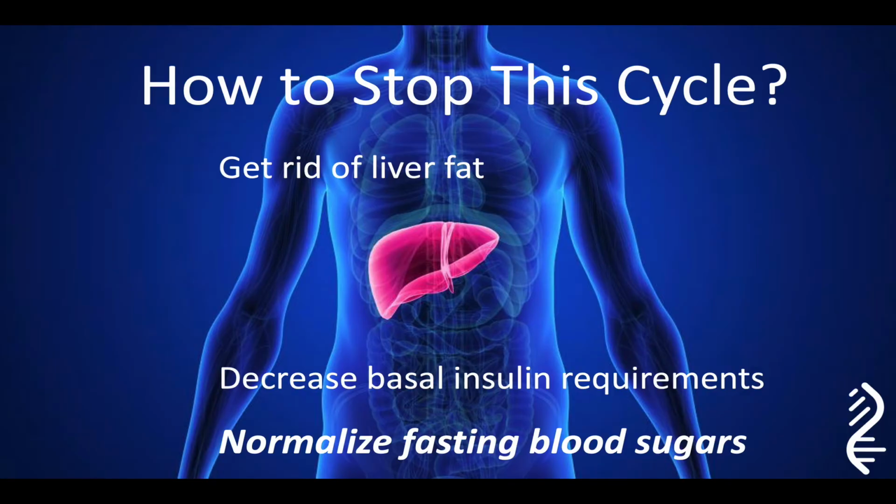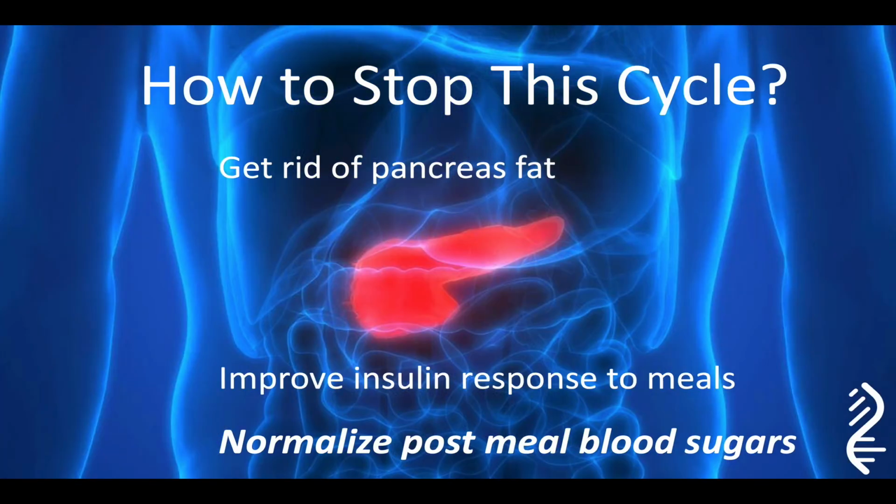So to stop this cycle, we've talked about this, we need to get rid of liver fat. And if we can get rid of the liver fat, the liver becomes sensitive to insulin again. Insulin levels can go down, and we can actually normalize fasting blood sugars. We also need to get rid of pancreas fat. And by getting rid of the pancreas fat, the pancreatic cells can regain function, and we can get improved insulin response to meals. So again, normalize the post-meal blood sugars.